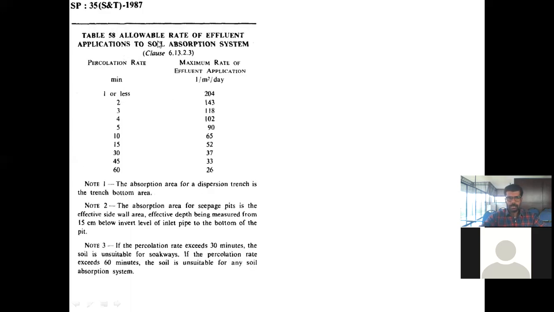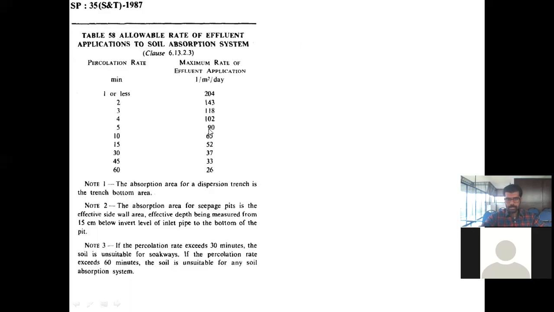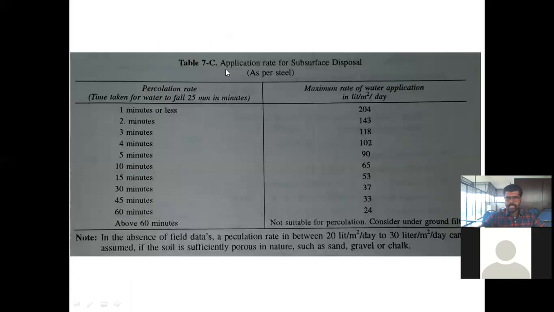Now this is the table depending upon the percolation rate. I will show you another one; this is the same thing. Both are the same. This is Table 7C, application rate of subsurface disposal as per the standard. Percolation rate is given here, and the maximum rate of water application in liters per square meter per day is also given. Percolation rate means the ability of the soil to absorb the water.